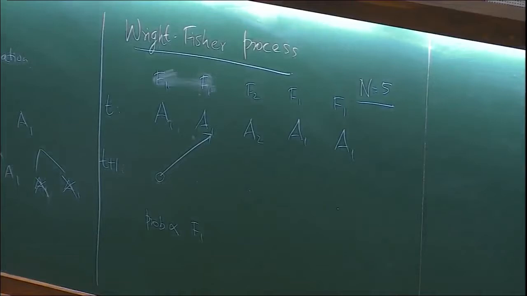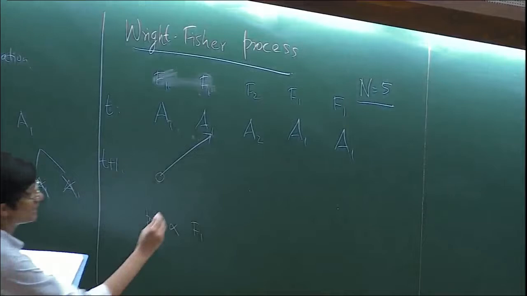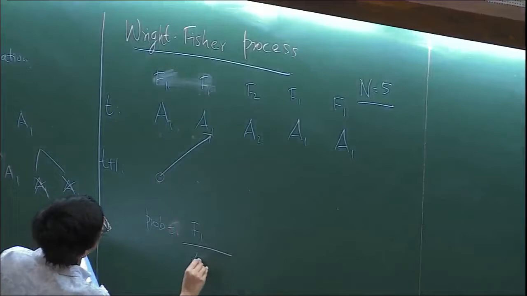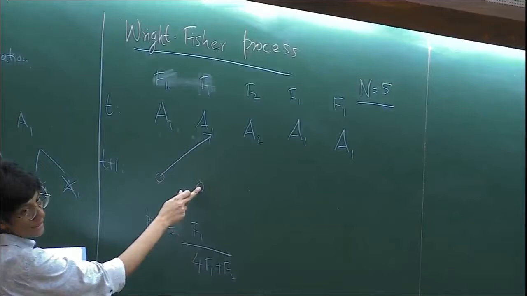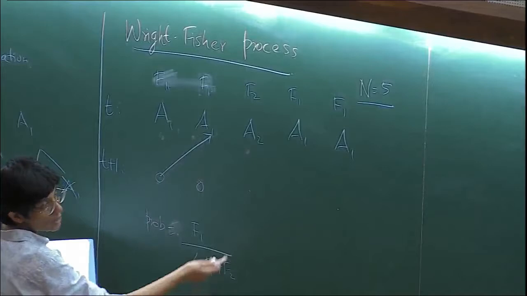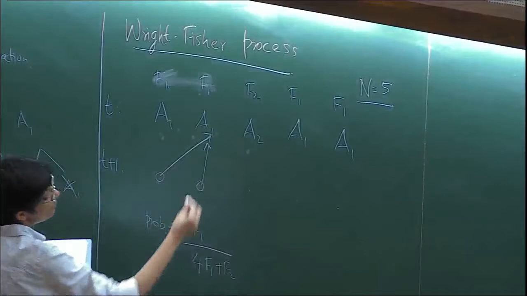I'll come to that in a second. And then you just repeat this process. So this guy could also choose this as a parent with the probability F1 by 4 F1 plus F2. So this guy throws a dice with the probability F1 by 4 F1 plus F2. This is chosen with the same probability. This is chosen with probability F2 by the same normalization, and so on, right? Let's say this one also happens to choose this as the parent. And then I just fill in these boxes.